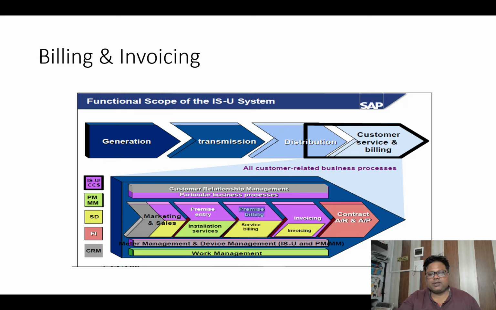In the ISU system, for customer relationship management, the particular business process, we do the marketing campaigns, all those things in the ISU system. Then we do the PM and MM integration also, because in PM, plant maintenance, we do all the service related activity like notification and service order for meter installation, removal, replacement, or any customer inquiry. We create the service order.